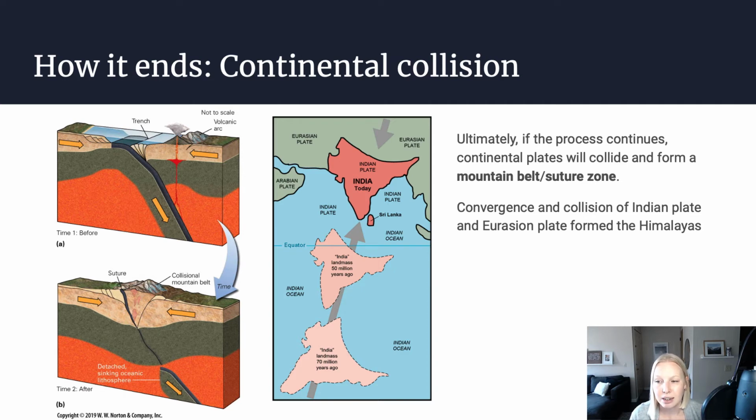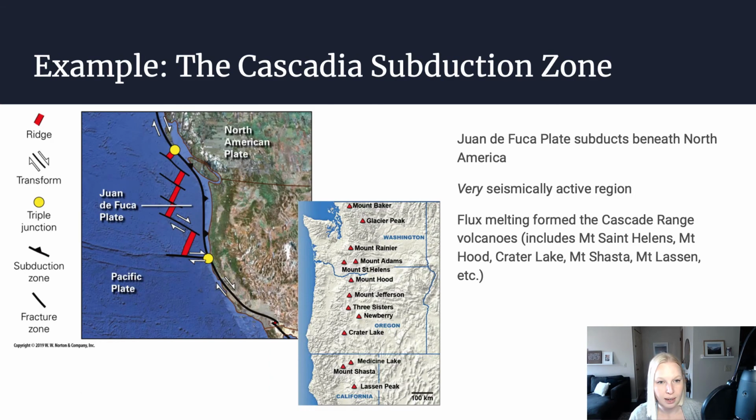The convergence of the Indian plate and the Eurasian plate is how the Himalayas were formed. And the Himalayas include the tallest peak on Earth, Mount Everest. And so that was quite a process. That involved the subduction of most of the Indian plate until the Indian land mass, the continent, ended up colliding with the Eurasian plate and forming the Himalayas. So this is exactly the kind of process that can form large mountain belts like the Himalayas.